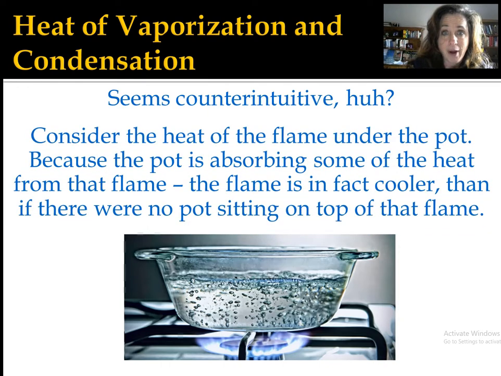Consider the heat of a flame under a pot. Because the pot is absorbing some of the heat from that flame, the flame is in fact a little bit cooler than if there were no pot at all sitting on top of that flame. Okay, in class we talked about this idea. If you set up 2 burners, 1 burner on each side, and you turn them both on to the exact same heat, then you measure their temperature with a thermometer, with a probe. And let's say that on the right burner, you get a pan of water and you set it on there, and then you let the water start boiling and then pull that pan off right away, and then measure the temperature of that burner that had the pot on it, and compare it to the burner that had no pot on it, you would see that the burner that had the pot on it is indeed cooler because it transferred its heat to the pot of water. Okay?